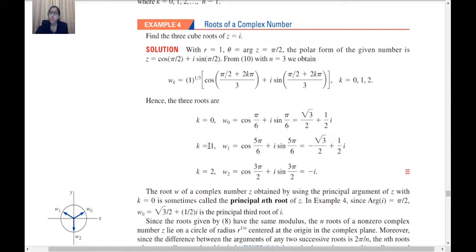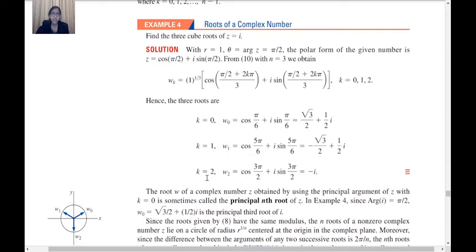And when k is 1, we will get w1, which will be equal to cos of (pi by 2 plus 2 pi), that is 5 pi by 2, divided by 3, that is 5 pi by 6. So cos 5 pi by 6 plus i sin 5 pi by 6, that will be equal to minus root 3 by 2 plus 1 by 2 i.